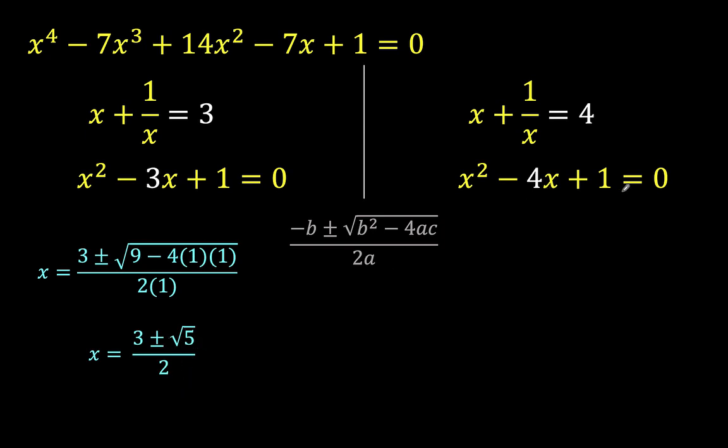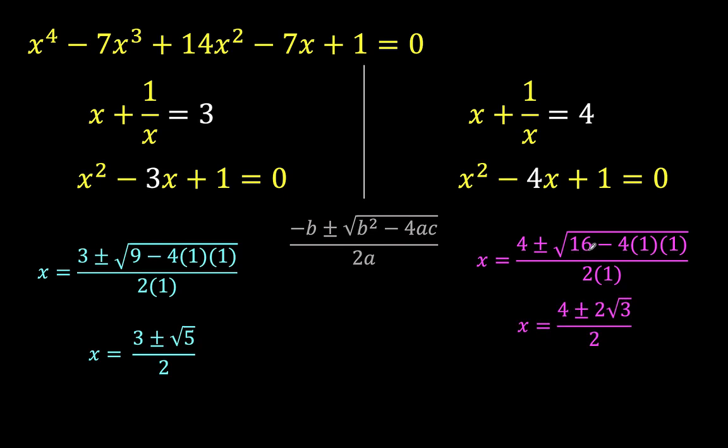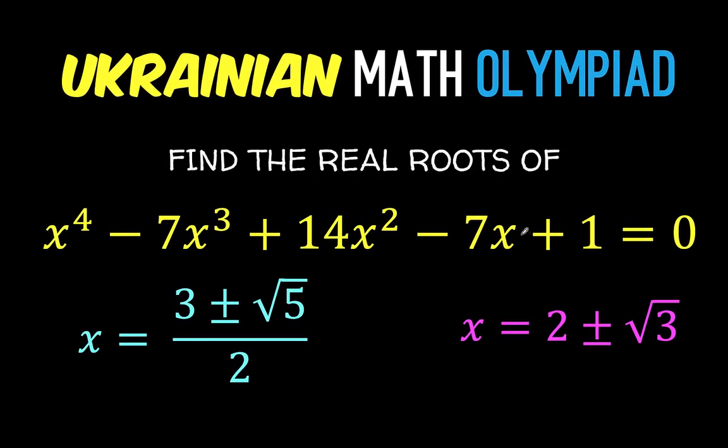Then for the equation at the right side, our a is 1, our b is negative 4, and our c is positive 1. Substitute that into the quadratic formula, and here is the result. Then 16 minus 4 is 12. And the square root of 12 is simplified as 2 square root of 3. There's a common factor of 2 here. This finally simplifies to 2 plus or minus the square root of 3. So going back now to our main problem, the roots of the equations are these 4 roots. 3 plus the square root of 5 over 2, 3 minus the square root of 5 over 2, 2 plus the square root of 3, and 2 minus the square root of 3.